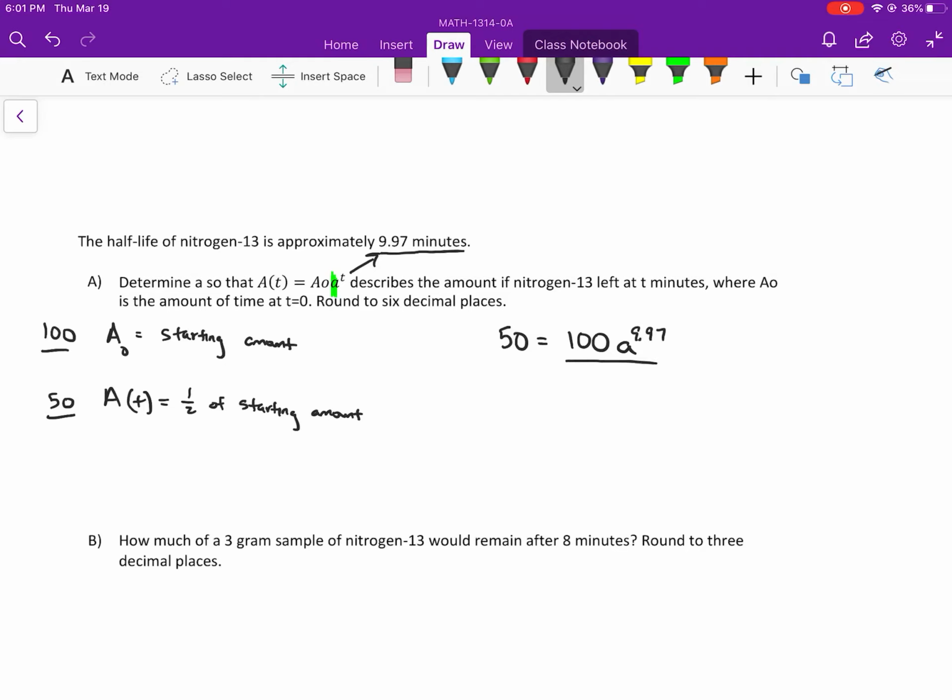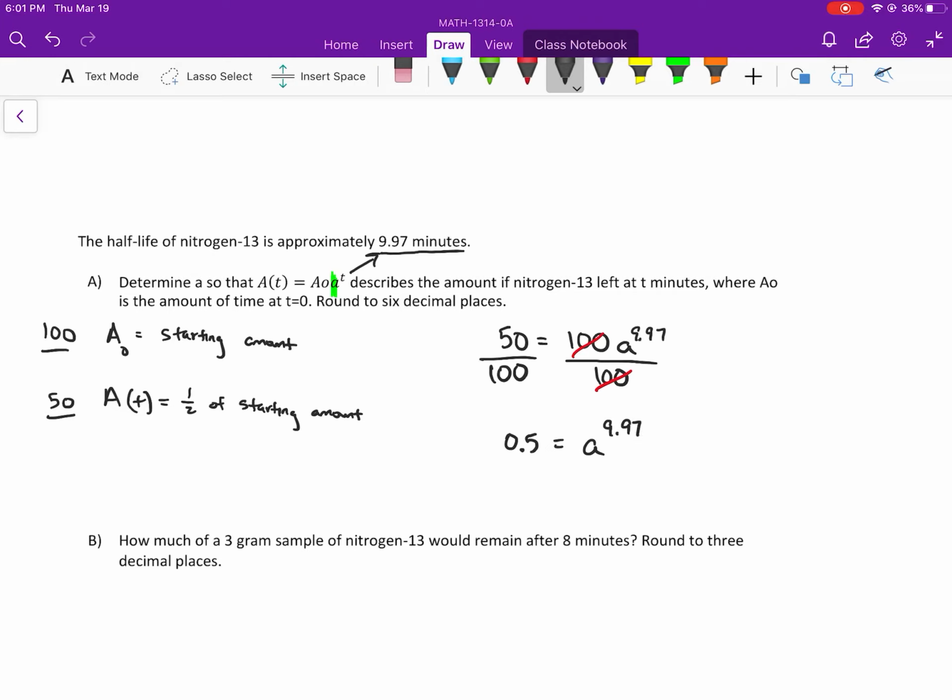What I need to do first is get that 100 off of there, so I'm going to divide by 100. This is getting rid of that. 50 divided by 100, I believe that's 0.5. Punch it in your calculator, I believe it's 0.5. So 0.5 equals A to the power of 9.97.